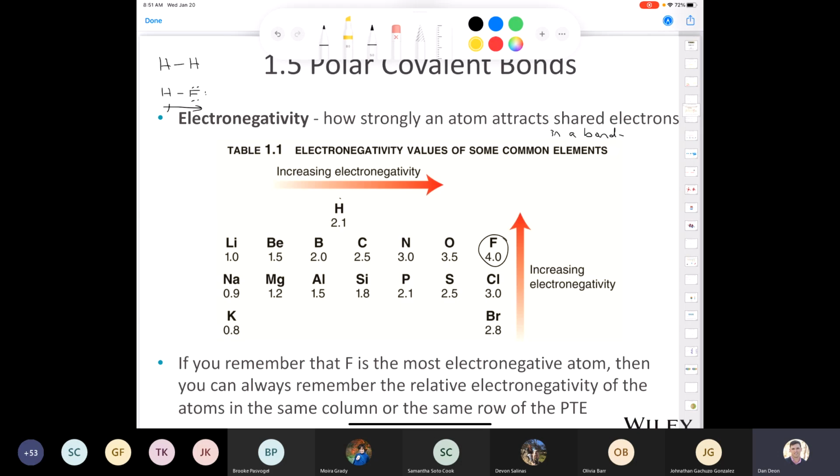And the same thing applies to these 2 electrons. Are they being shared between the hydrogen and the fluorine? Absolutely they are. But the fluorine is taking more of that electron density and pulling it towards itself.